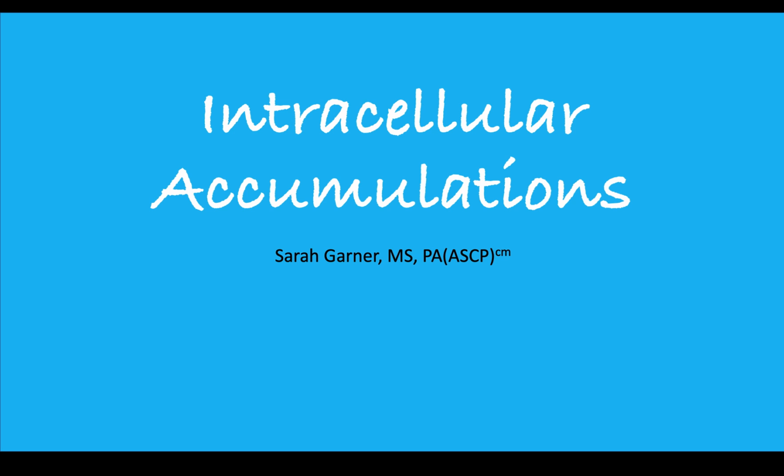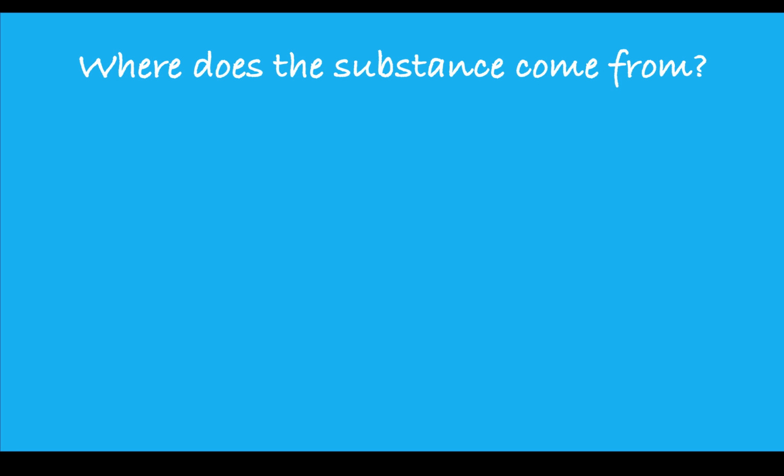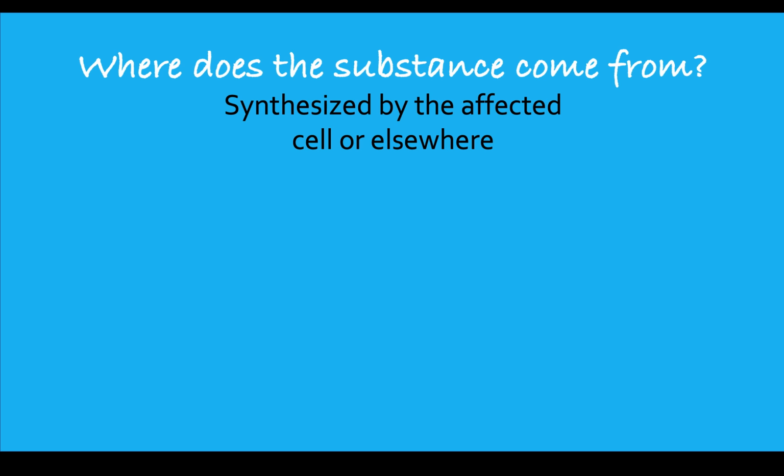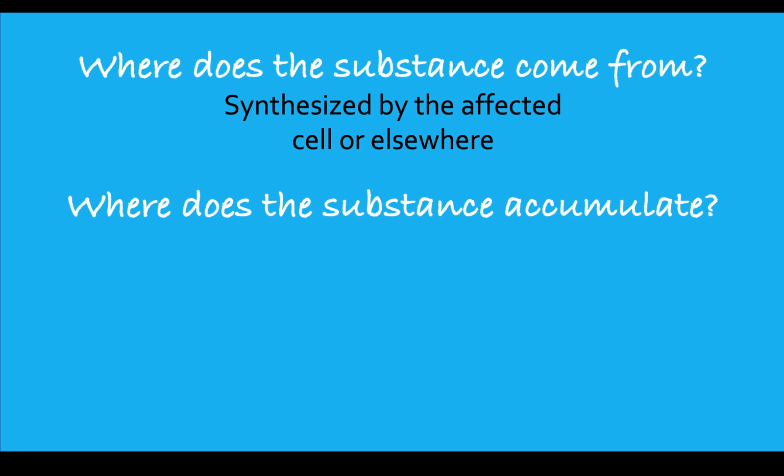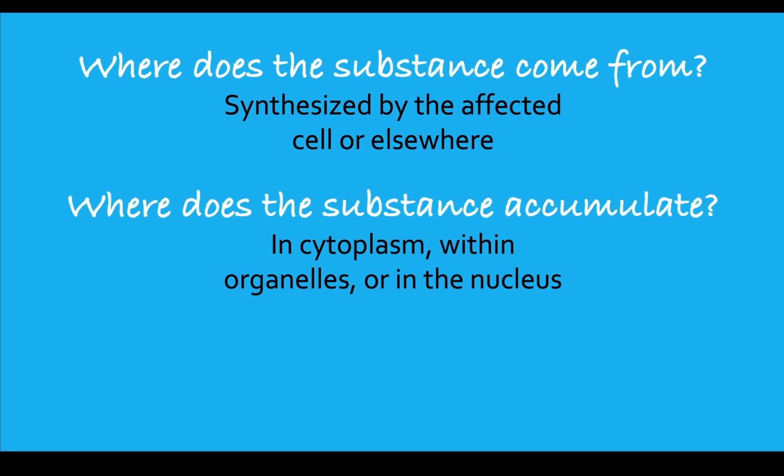Next up is intracellular accumulation. There's a bunch of different types of intracellular accumulations that we're going to go over. So where do these substances come from? Well, they can either be synthesized by the affected cell itself, or they can come from elsewhere. Where do these accumulate? It kind of depends. They can accumulate in the cytoplasm, within the organelles, or inside the nucleus. It kind of just depends on the type and the process for that specific accumulation.